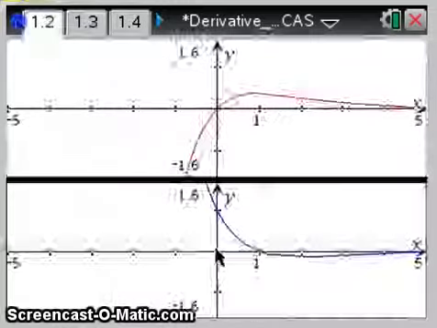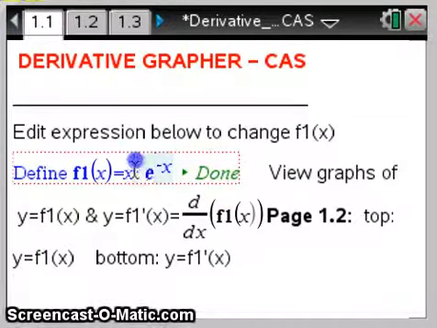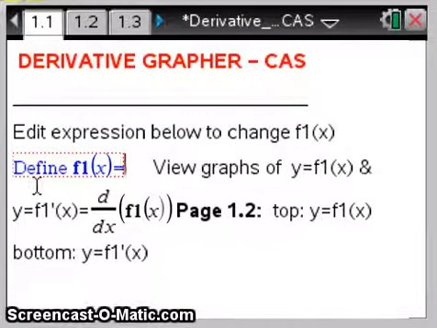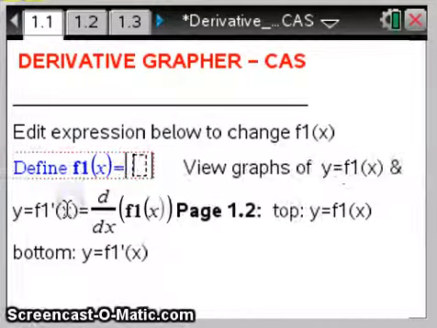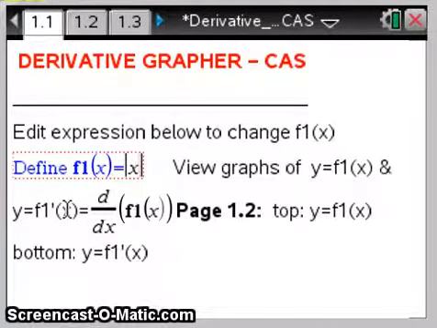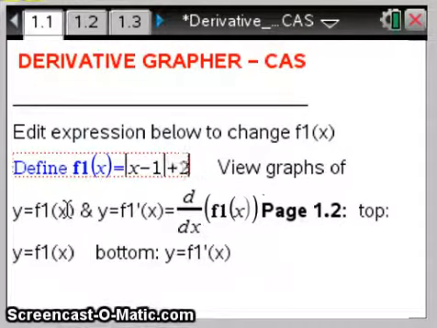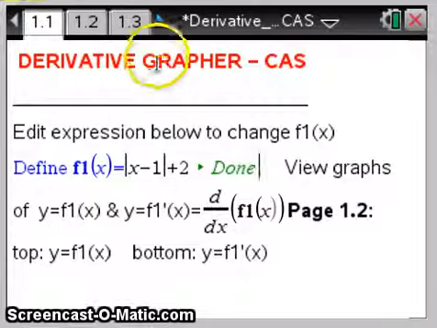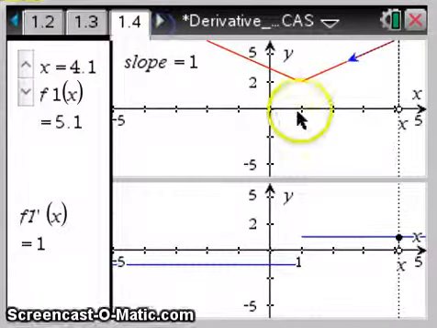Let's go back and change our function f. Let's change this to another interesting species of function. We'll choose mod of x minus 1, plus 2. And just have a look at this. And there it is.